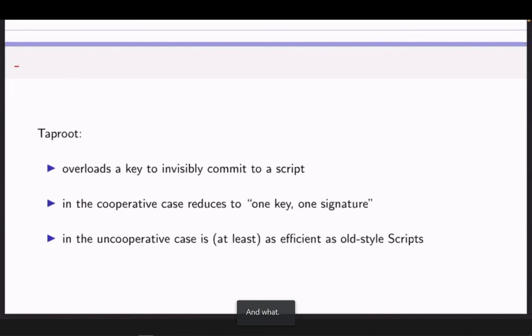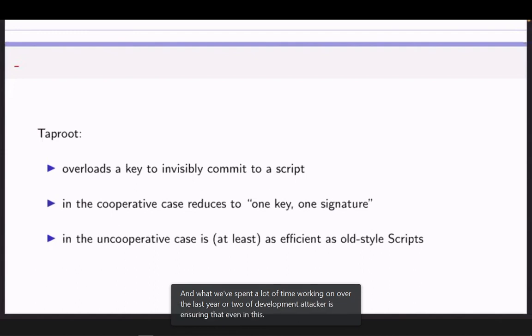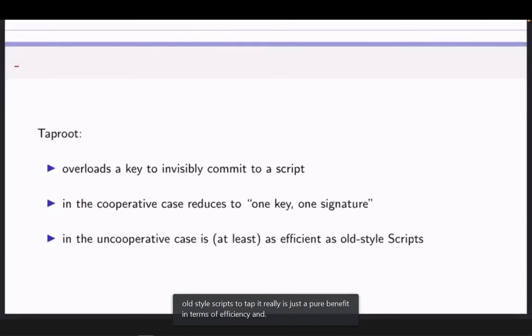And what we've spent a lot of time working on over the last year or two of development of Taproot is ensuring that even in this uncooperative case, essentially what the system reduces to is the same efficiency and the same scalability properties as the old style scripts. So Taproot really is just a pure benefit in terms of efficiency and in terms of scalability.